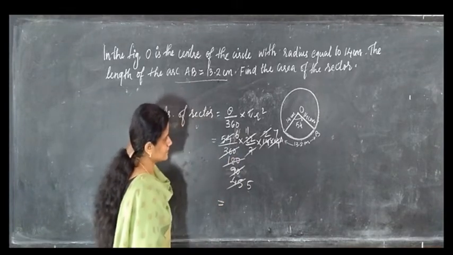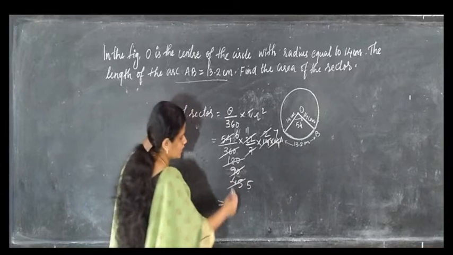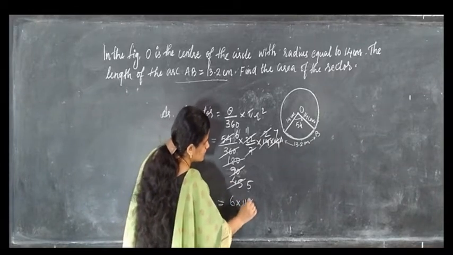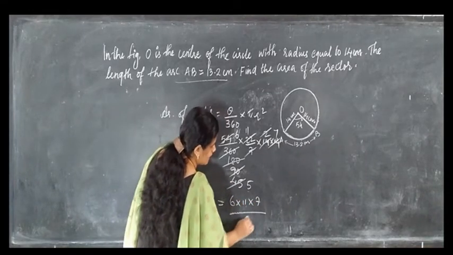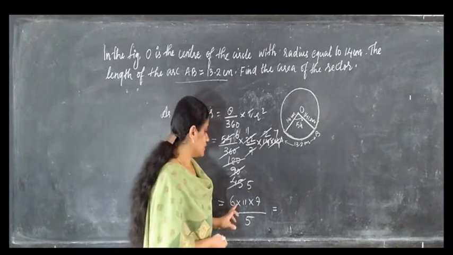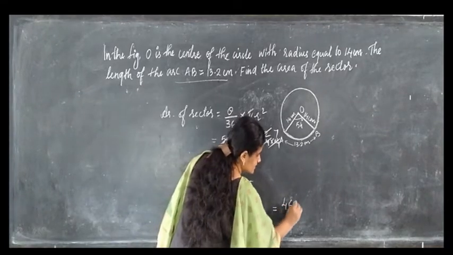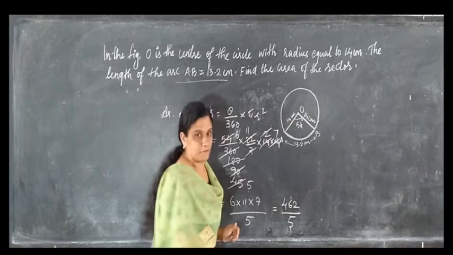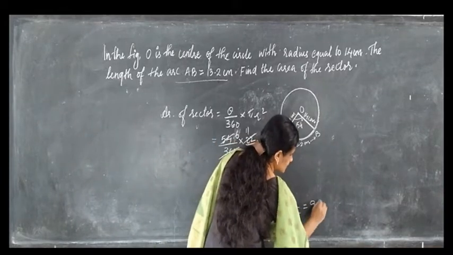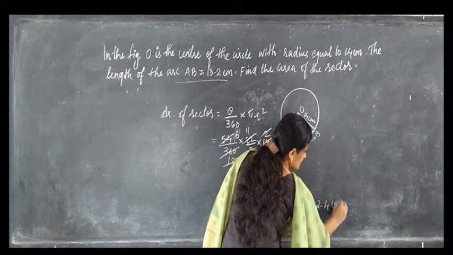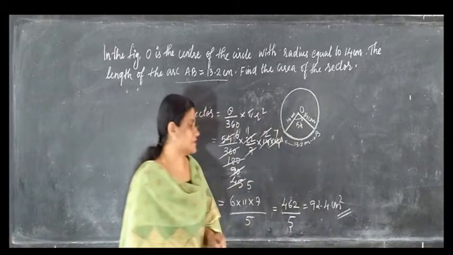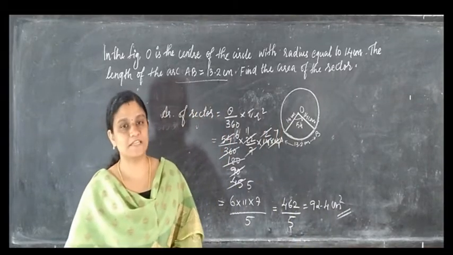Is there anything else? No. So what do you have? 6 into 11 into 7 divided by 5. Now what do you have? 462 divided by 5. When we divide, you get 92.4 centimeters square. So the area of the sector is equal to 92.4 centimeters square.